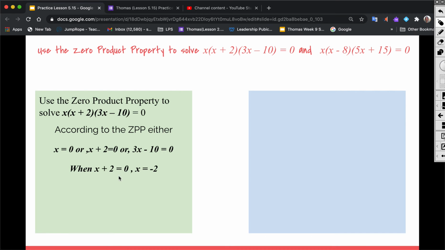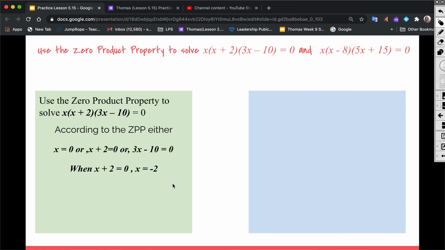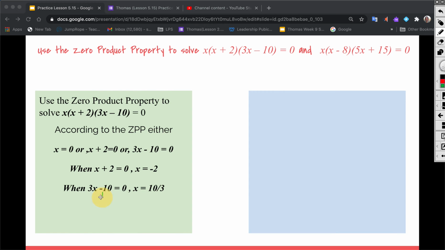Now, when x + 2 is equal to 0, in order to solve, you know the deal, we're going to subtract 2 from both sides. And so that's how we're ending up with x equal to negative 2. When the factor 3x - 10 is equal to 0, then we would have to add 10 to both sides. Right? And then we'd be left with 3x = 10. So then we would divide by 3. So x is equal to 10 divided by 3. So that's what we're getting there.